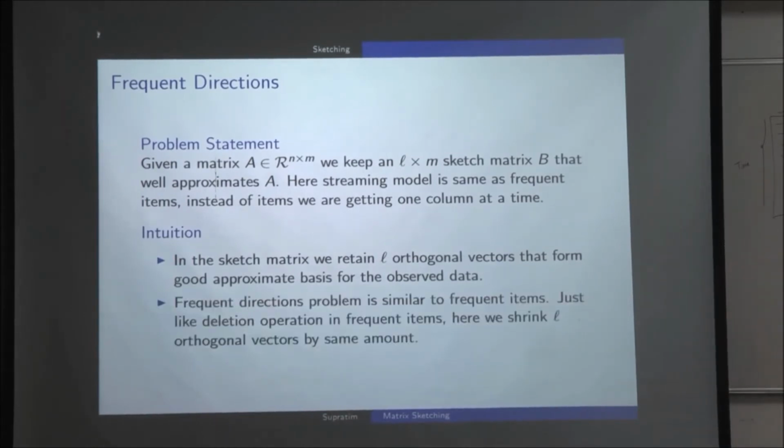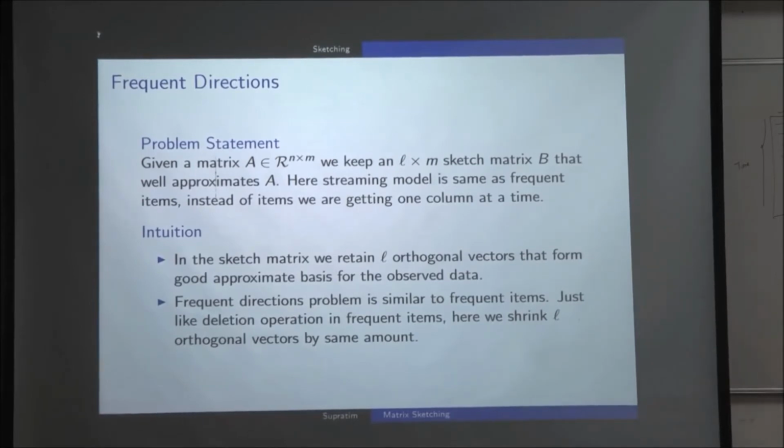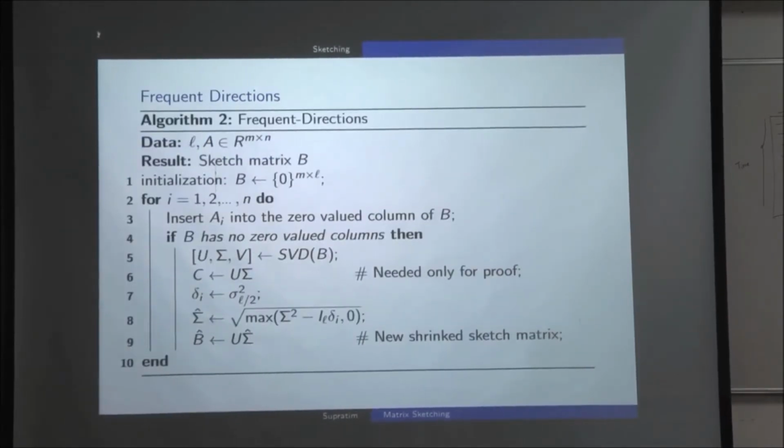And in frequent items we had this operation called deletion. Over there, whenever we got an item which was not present and the list was full, we were deleting one from each counter. So here, instead of that, we will shrink every orthogonal vector by the same amount. This is what our shrink operation would be in matrix sketching.